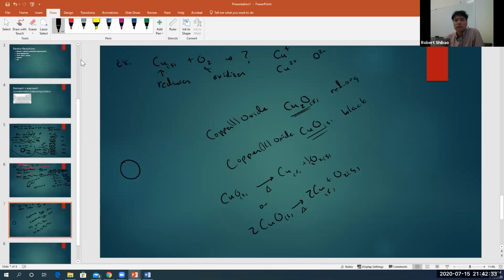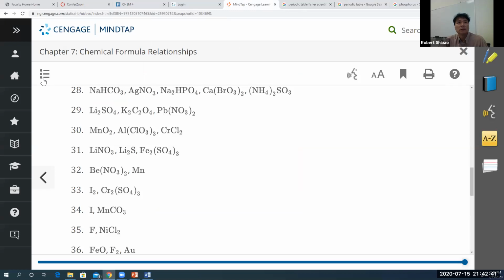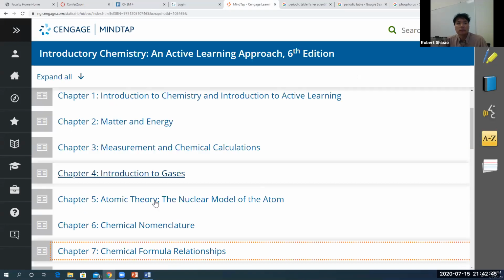Okay, let's take a look at some examples from the book. The book will be chapter 8.